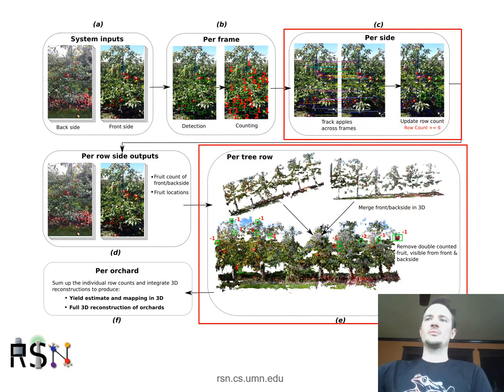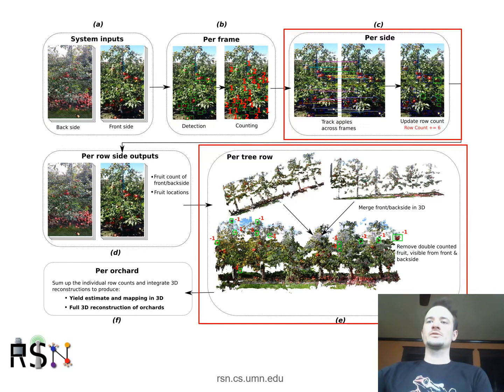In the next step, we have to track fruits across frames. This is necessary because we do not want to count fruit that appear in multiple images double, and conversely, we want to have multiple views of the cluster to avoid undercounting fruits that are hidden by foliage or other fruits.